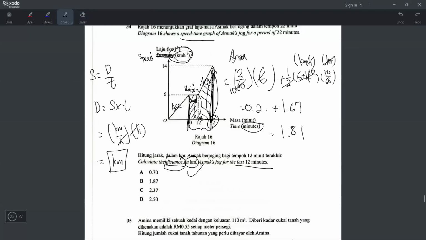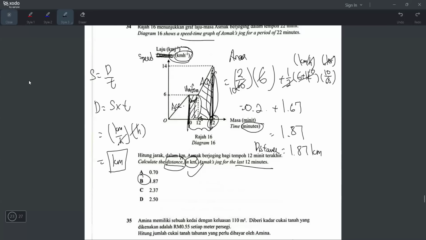Okay. Of course, this is the area, but we want the distance, right? And the distance will be 1.87 lah, and automatic is in km already. Yeah, because I already make sure the unit here is hours multiplied with kilometer per hour, so it should be in kilometer already. So B boy is the answer.